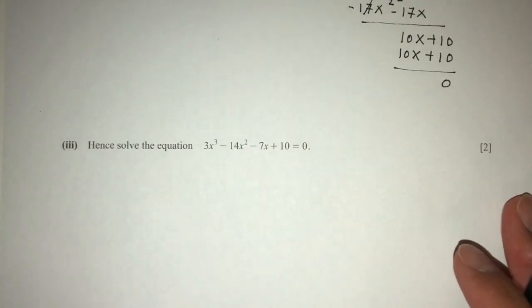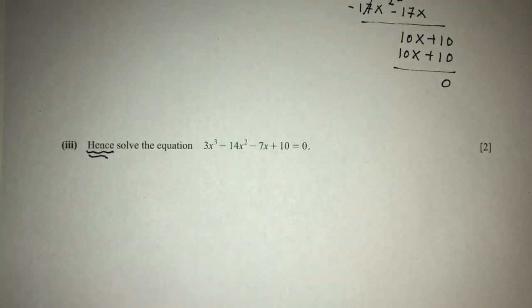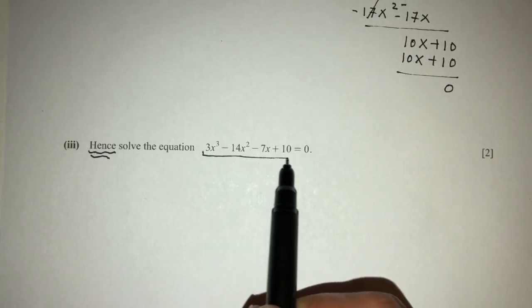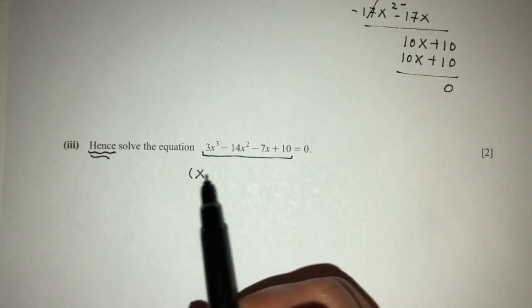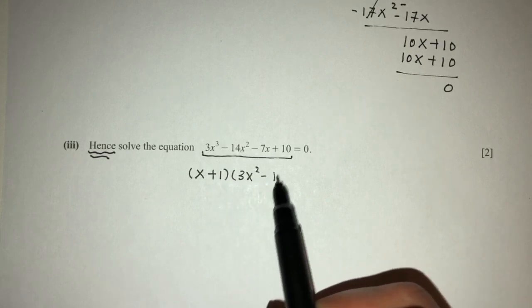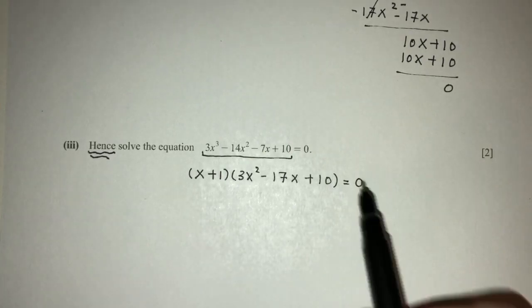Now for part 3, hence solve the equation. So pretty easy. Whenever you see hence, you have to use your previous answer. Solving this, because we know this can be written as this already, let's just do that. So we can solve the equation. You will have this equal to 0.